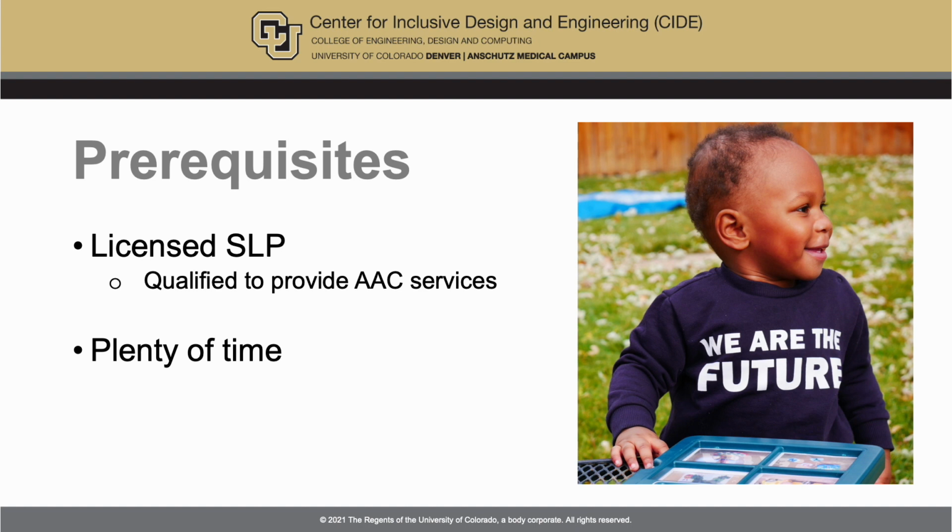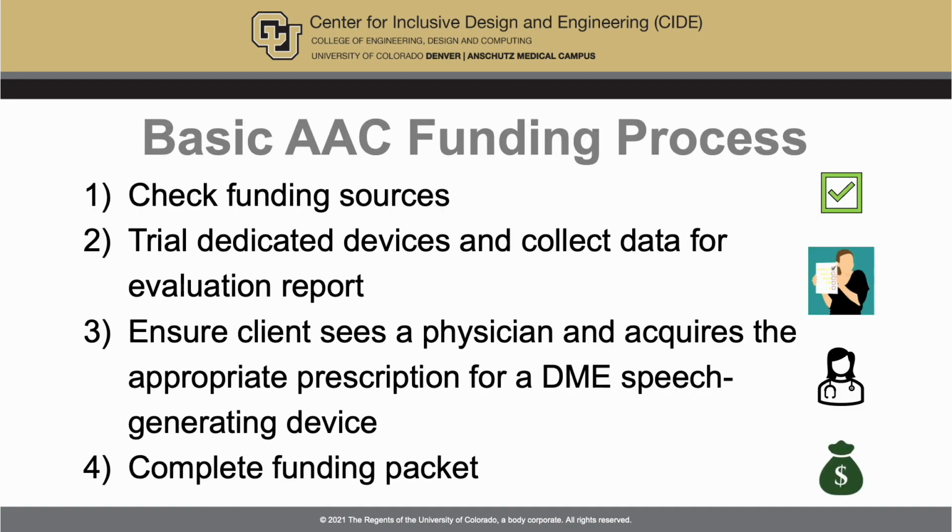For the AAC evaluation process to be done well requires several months, so it is not something that can be completed in a couple of weeks. We've broken down the basic process of requesting funding for an AAC device into 4 main steps. 1. Check funding sources. 2. Trial dedicated devices and collect data for evaluation report. 3. Ensure the client sees a physician and acquires the appropriate prescription for a DME speech-generating device.